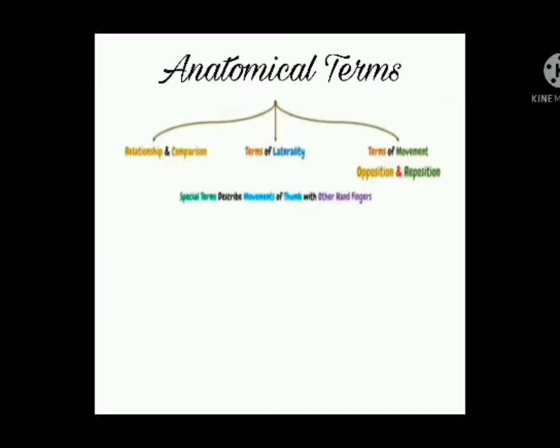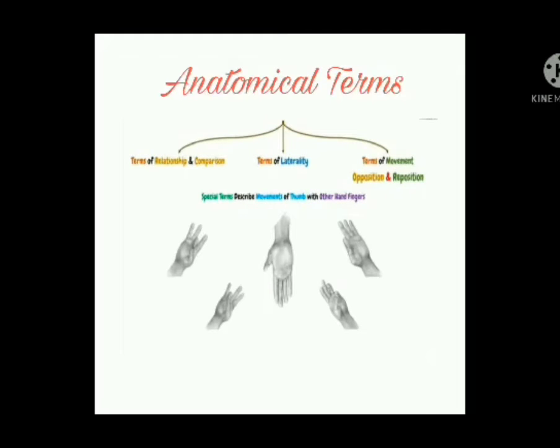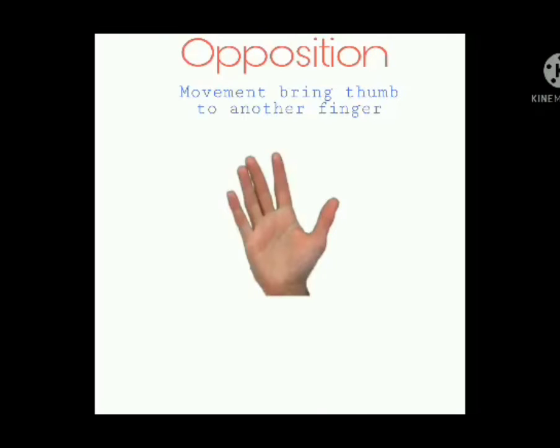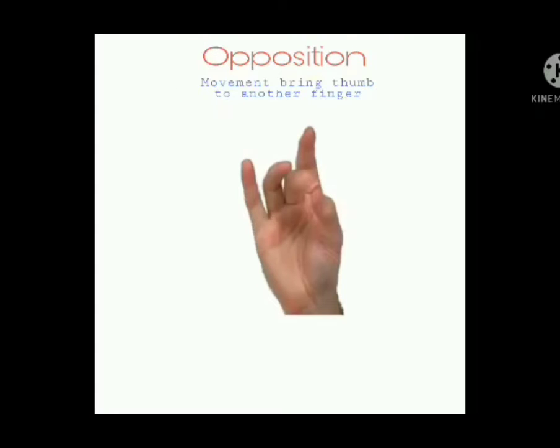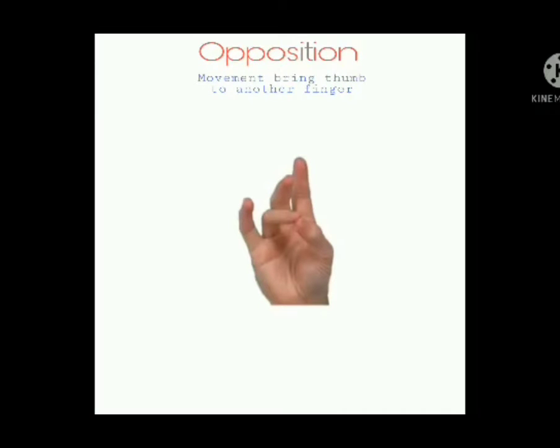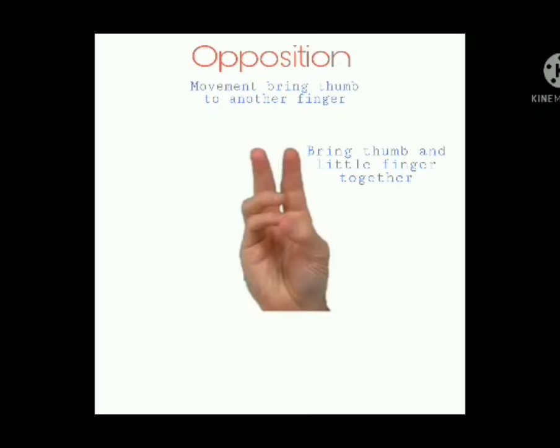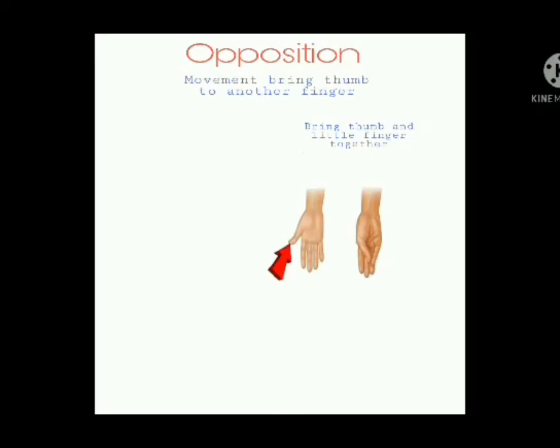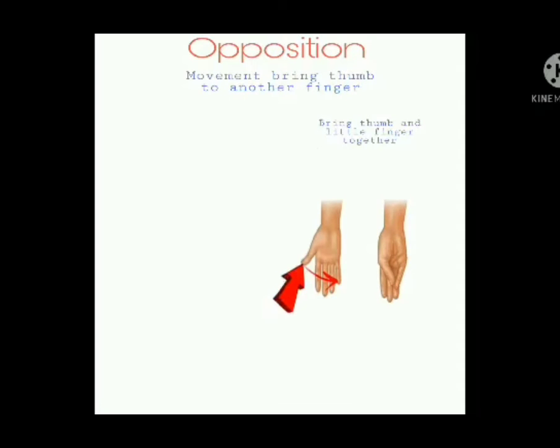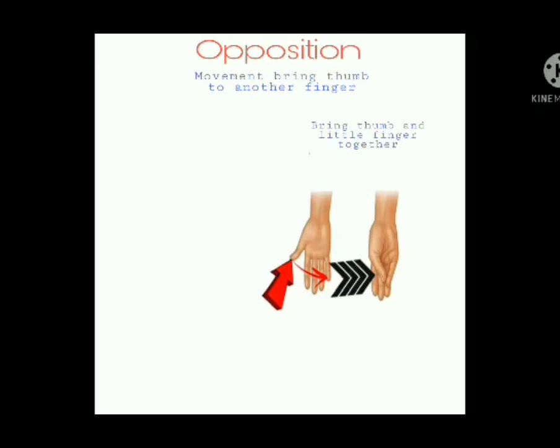Opposition and reposition are the special terms that describe the movements of the thumb with the other fingers of the hand. Opposition is the movement that brings the thumb, which is the first digit of the hand, to another finger of the same hand, like when we bring the thumb and the little finger together. We bring the tip of the thumb to meet and oppose the tip of the little finger, and we have a magic way to memorize the movement.